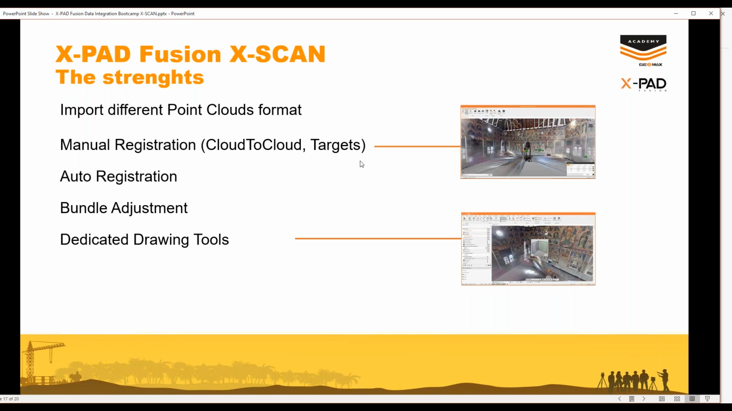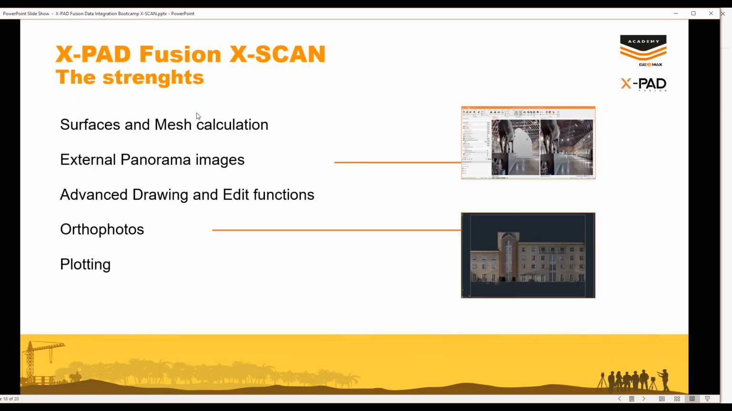Manual registration, so cloud to cloud and targets that we already saw, automatic registration plus the bundle adjustment to refine the pre-registration, dedicated drawing tools, for example, the smart and magnifier and the planes detection, surfaces and mesh creation for the point clouds, external panorama images that you can create or import directly in Fusion to recolorize the point clouds, orthophotos creation plus also the plotting, so you can export directly the output in different file formats, or you can directly plot what you see in the graphic view using our plotting functionality from the output menu.